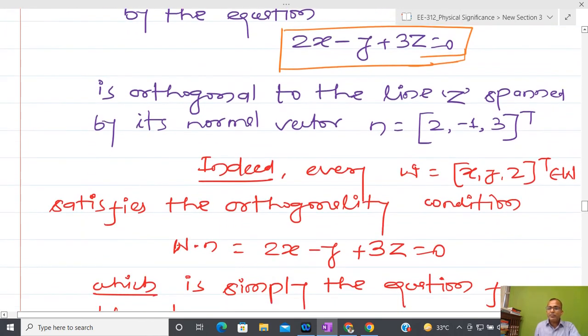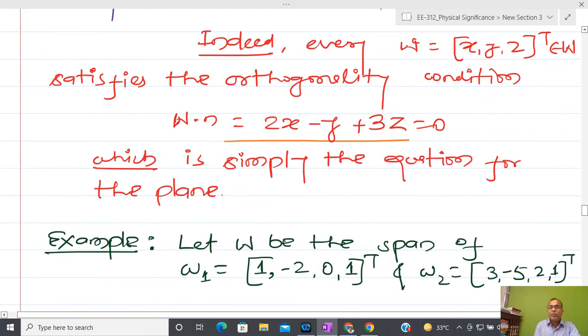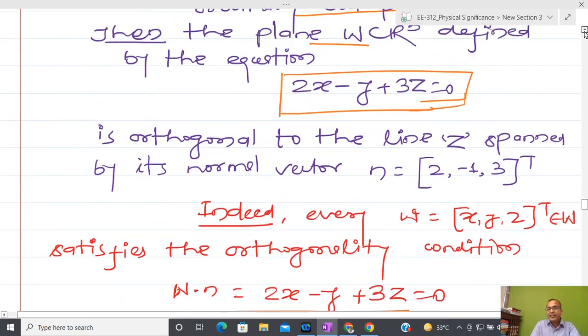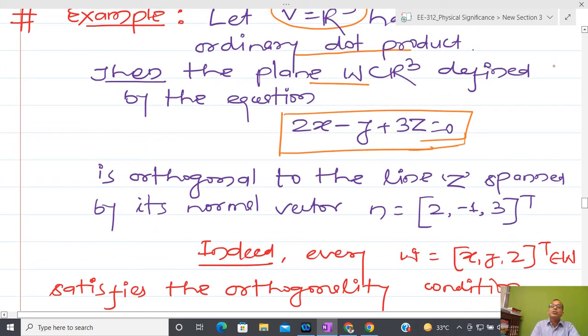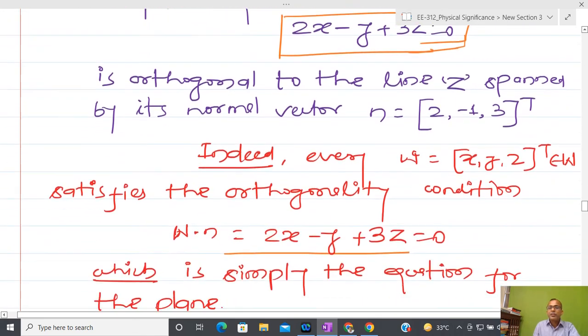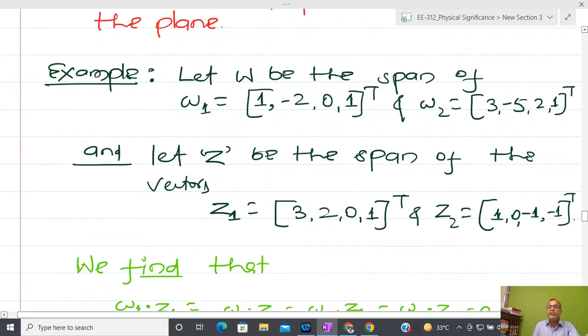It is possible to show that if you take any (x, y, z) that belongs to W, then this kind of condition is satisfied: 2x + y + 3z equal to 0. And in this way, if you have this kind of plane, I can again generate another plane which is orthogonal to it. In this way I am able to talk about the orthogonality of two spaces.